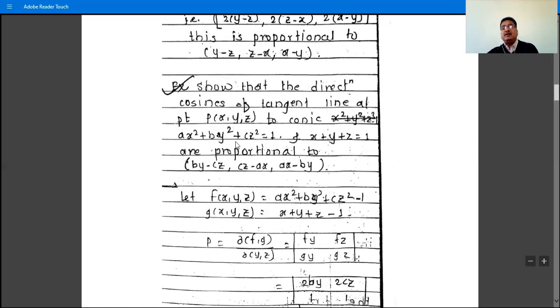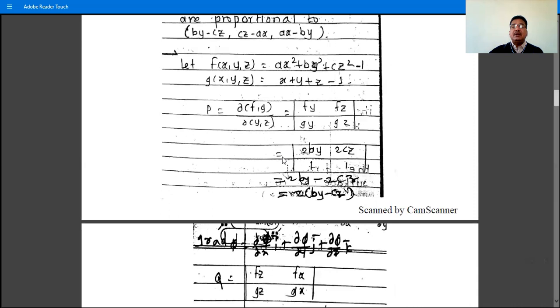So we denote the two surfaces by f and g, and the intersection of these two surfaces is a curve, and we have to find the direction ratios of the tangent line or tangent vector to this curve. That is, we have to find the values of capital P, capital Q, and capital R. So what is capital P?